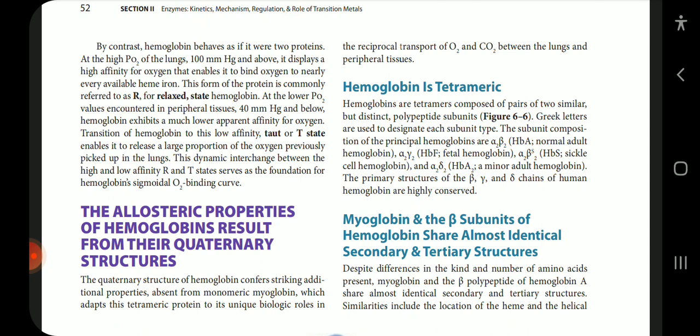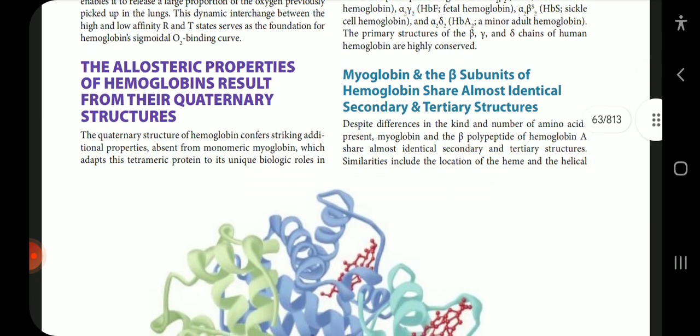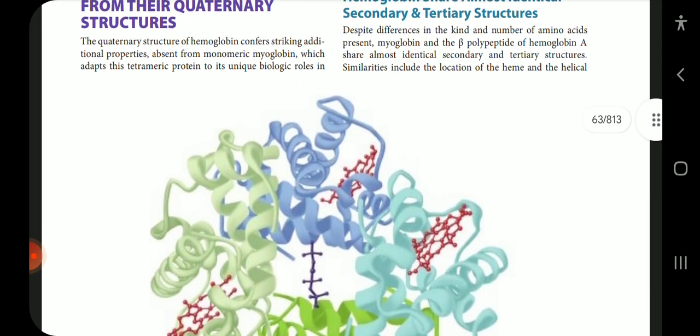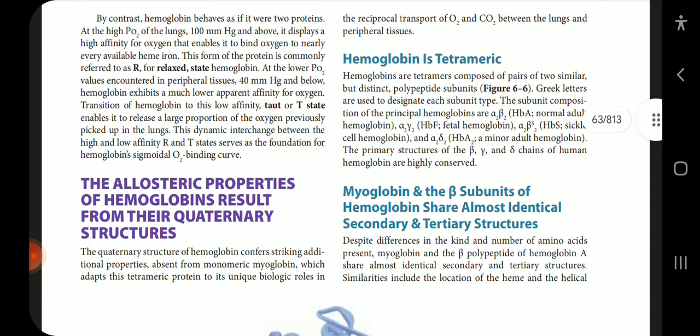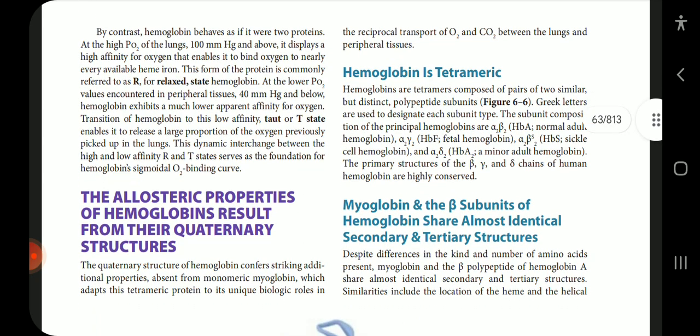This dynamic interchange between the high and low affinity R and T states serves as the foundation for hemoglobin's sigmoidal O2 binding curve. The allosteric properties of hemoglobins result from their quaternary structures. The quaternary structure of hemoglobin confers striking additional properties absent from monomeric myoglobin, which adapts this tetrameric protein to its unique biological roles in the reciprocal transport of O2 and CO2 between the lungs and peripheral tissues.